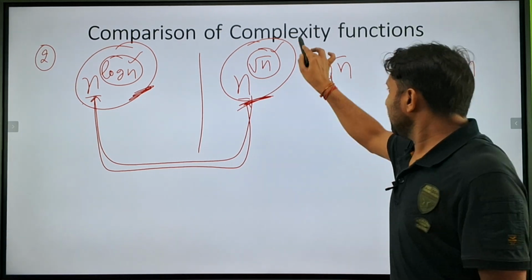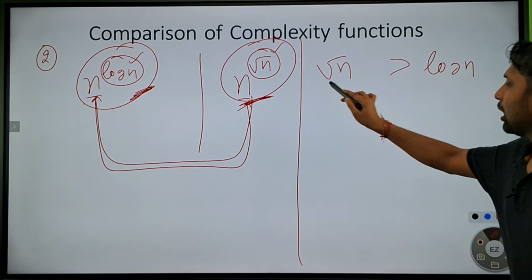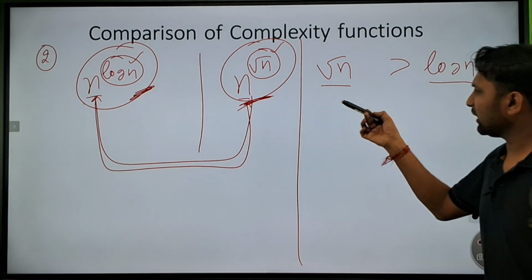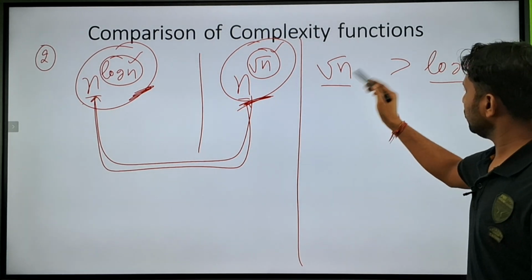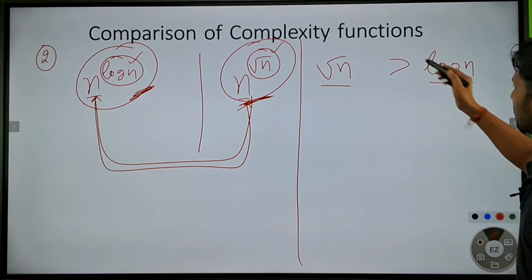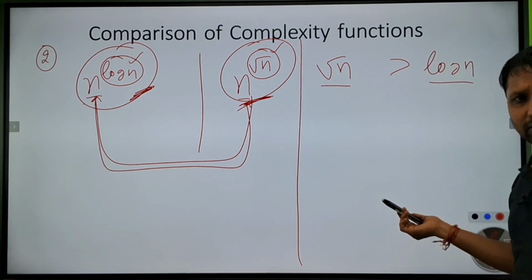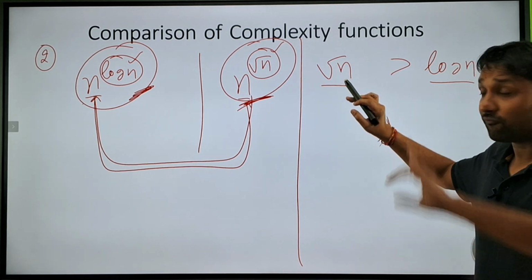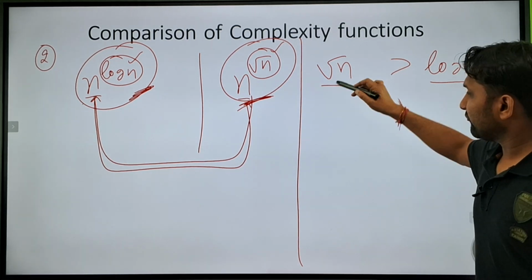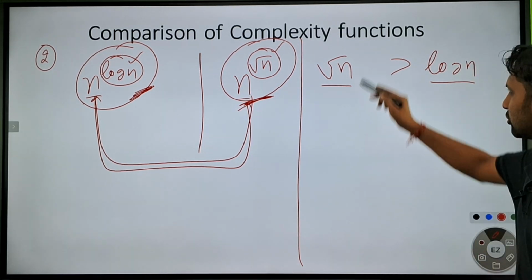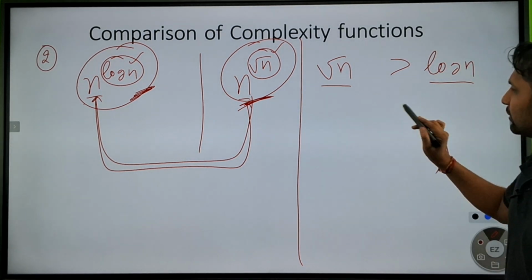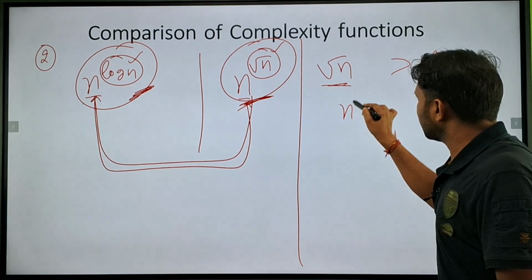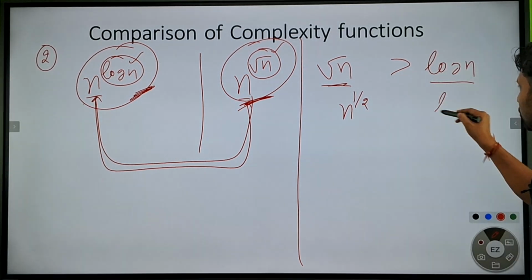Even some people don't know how this is greater than this, so I can apply the informal method. What does the informal method say? Can you cut something common on both sides? No, there is nothing common on both sides. So the first step cannot be applied. Now I can take log. So I can write this like this also, n power 1 by 2, and this is log n only.